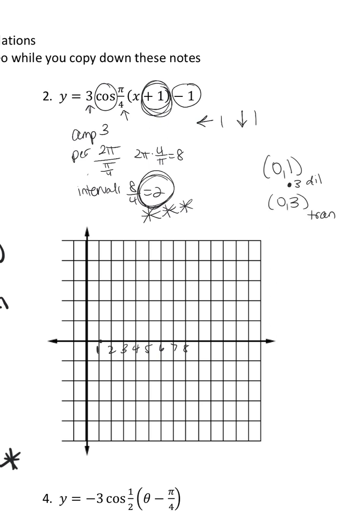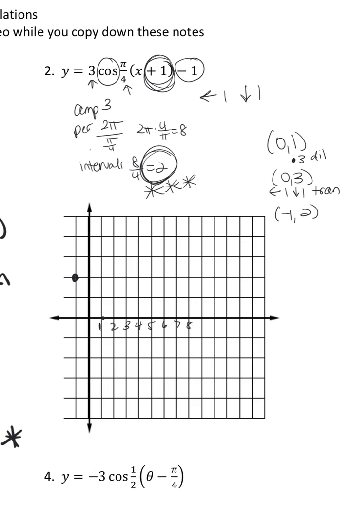And then I'm going to translate. I'm translating left 1, down 1, which is going to put me at the point (-1, 2). So (-1, 2) would be here for me, since I did a scale of 1. If you did a scale of 2, just be careful where your box is. And I might want to add in the axis of my wave. And when I do that, I can see that my amplitude is 3 as I had anticipated.